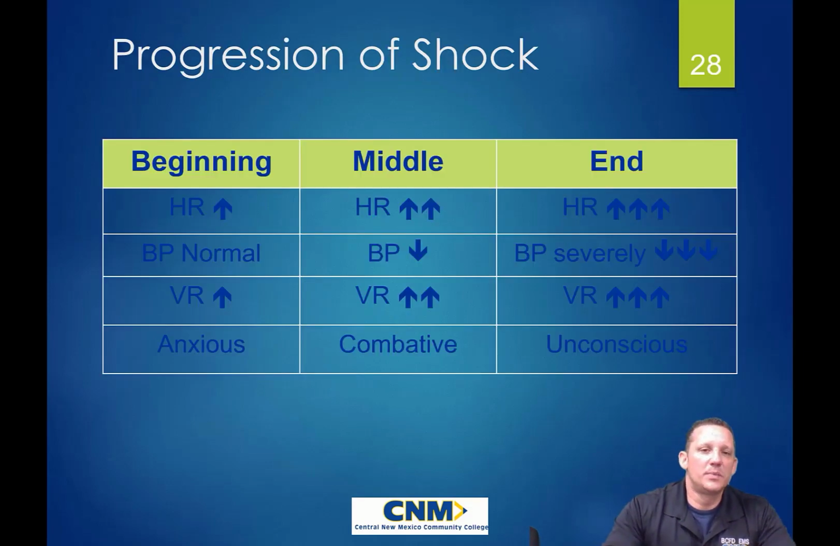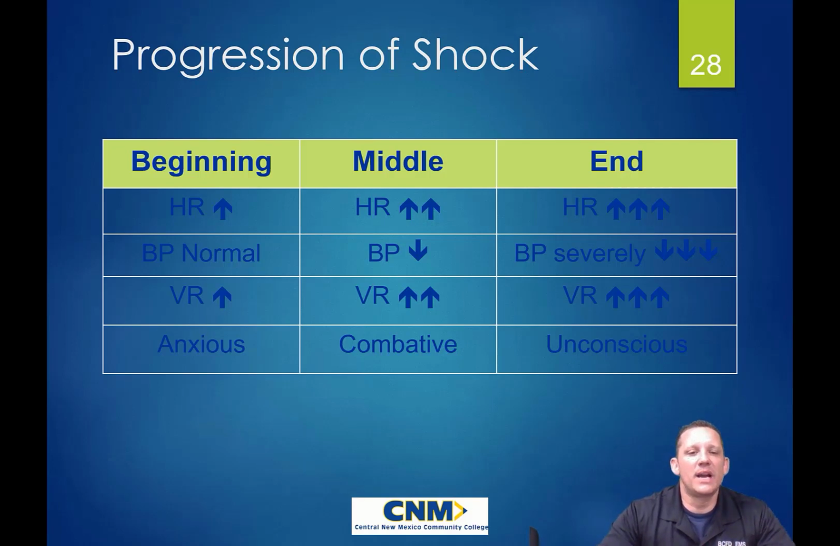So here we go with a nice pictogram. We have the beginning stages of shock. Heart rate goes up. BP is normal, right? Because the body says, I got this. I'll just speed up the heart rate. We'll figure it out. Ventilation rate goes up to match the heart rate because now we're trying to make sure that as the red blood cells are coming past the alveolar membranes, they're trading gases, and the patient will be kind of anxious.